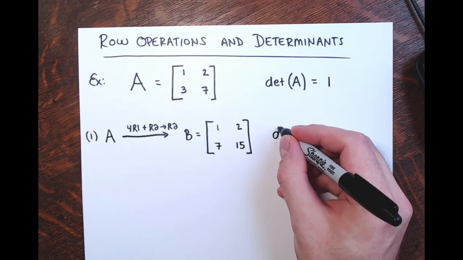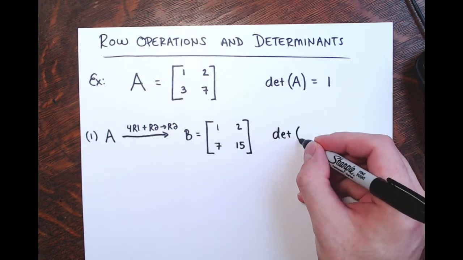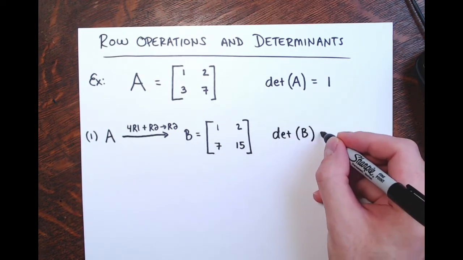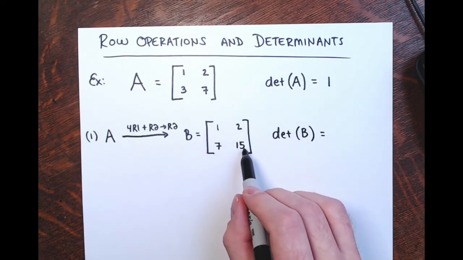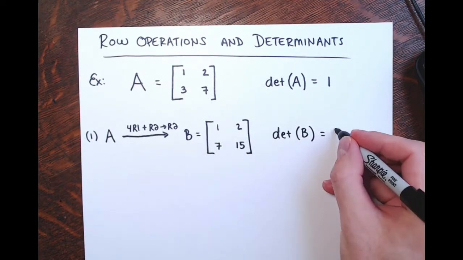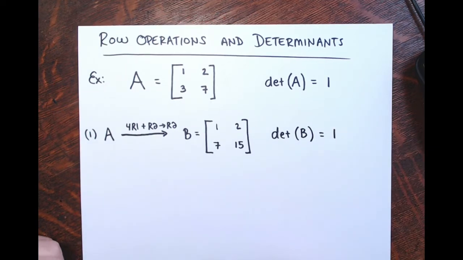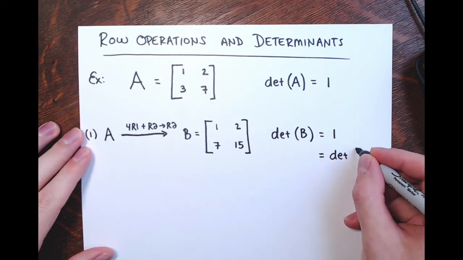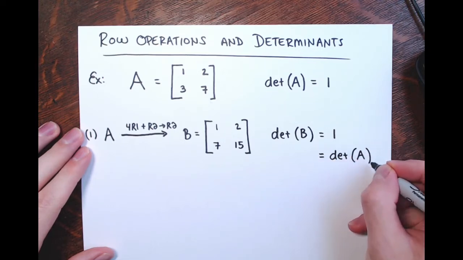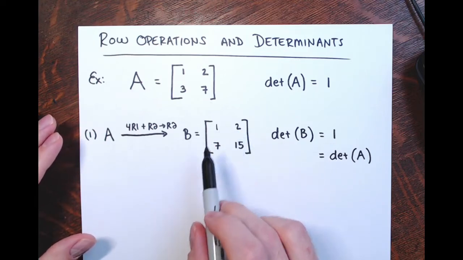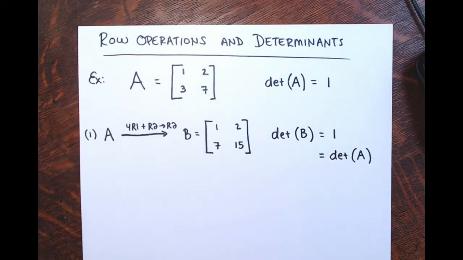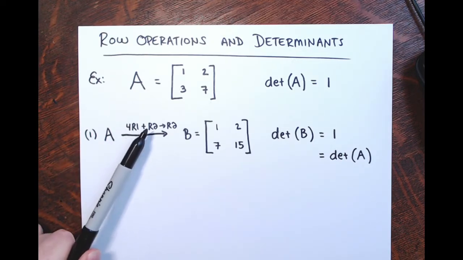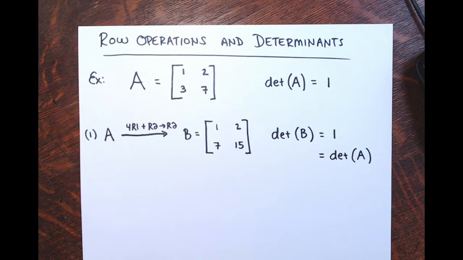Now look at what's the determinant of this matrix. What's the determinant of B here? Well, it's 15 minus 14. So you see, it's still 1. It's equivalent to the determinant of the original matrix, right? Nothing changed. I mean, the look of the matrix changed, but the determinant did not. Okay, so adding a multiple of one row to another row to produce a new matrix doesn't change the determinant.